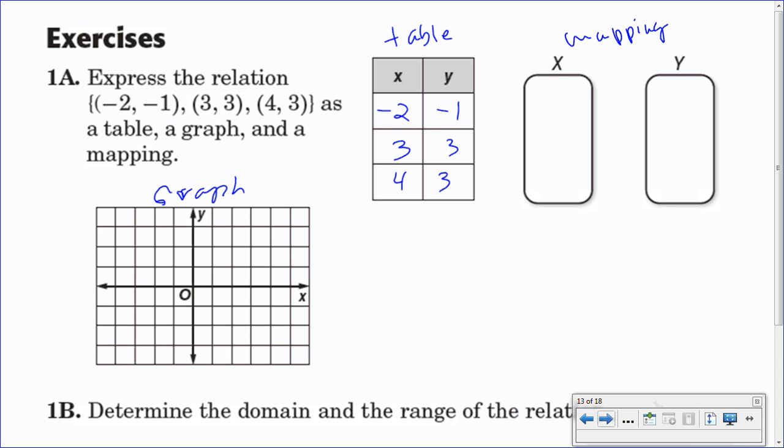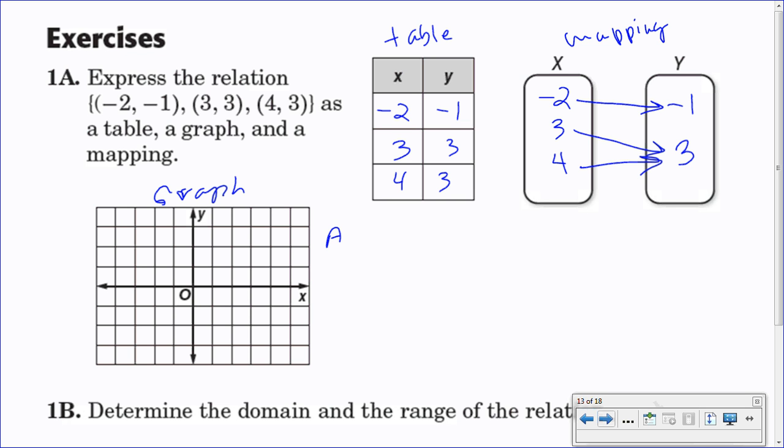Okay, what about the next one? What goes here? -2, 3, 4. Does it have to go from low to high? Nope, not in the mapping. What goes over here? -1, 3. Then my arrows. Clear? Okay, graph. What do I need to do?